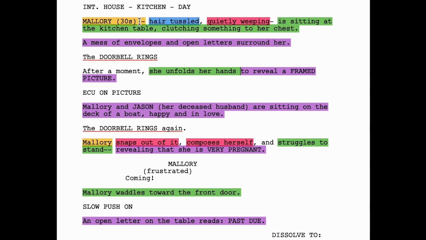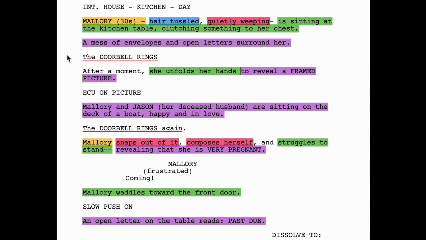Now, because this is the first time that we see her, we do a descriptor, hair tousled, right? So Mallory, 30s, hair tousled, and then we do her emotional state. She's quietly weeping, and then her subjective action. She's sitting at a kitchen table, clutching something to her chest, okay? So it's character, descriptor, emotion, subjective action.